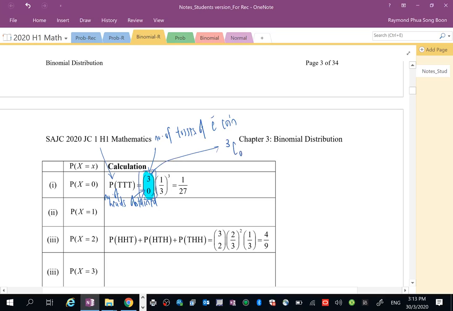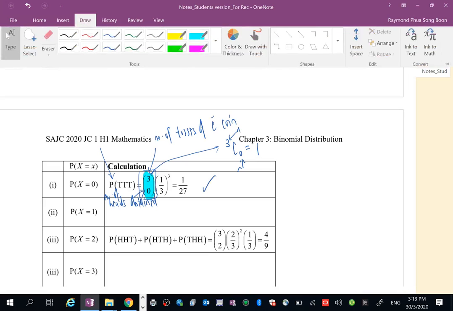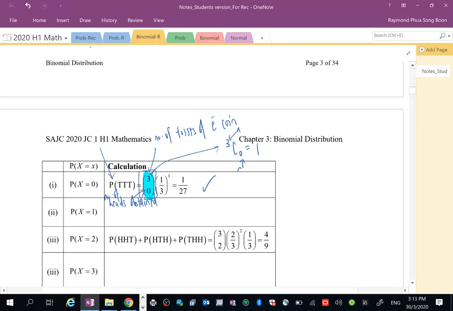I can write it as nCr, where n is 3 and r is 0. You have learned how to calculate nCr in the chapter on permutation and combination. If you press your GC, 3 choose 0 is just one way. So that's how you obtain this. It's the same answer as above that we get from the tree diagram.